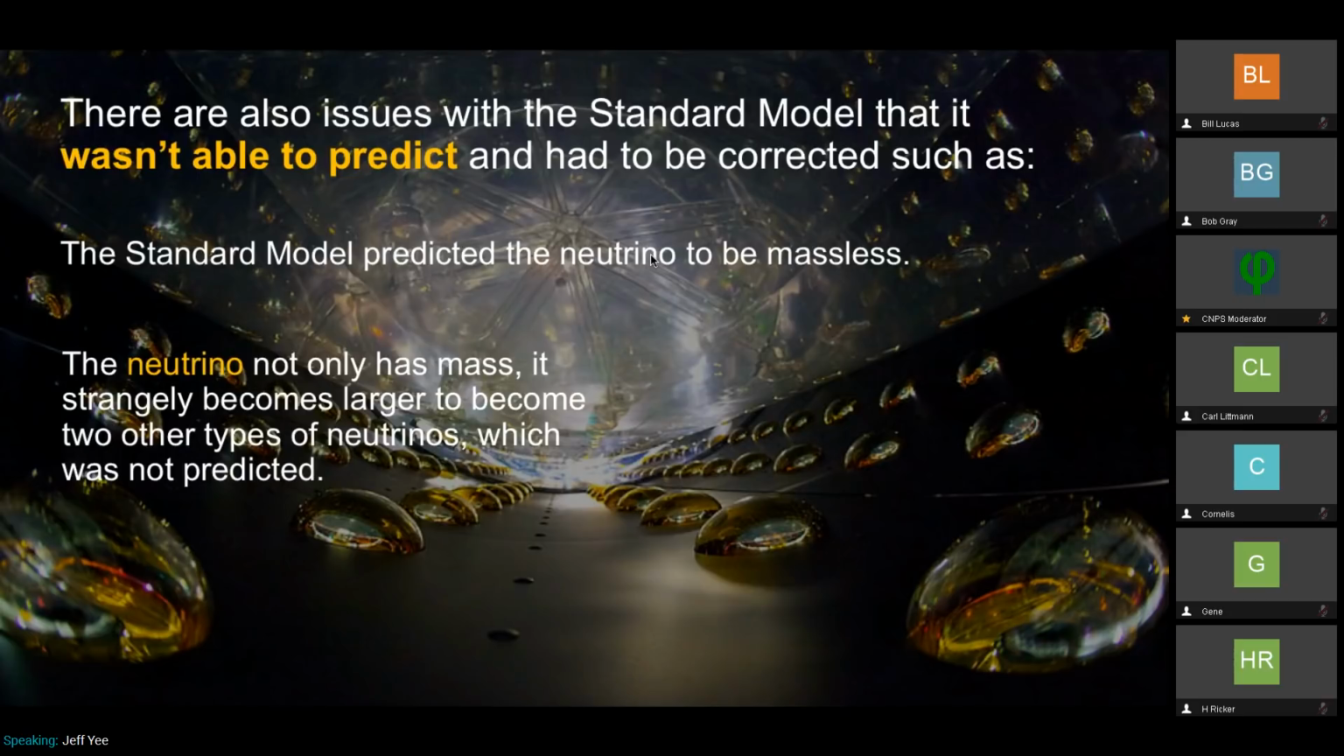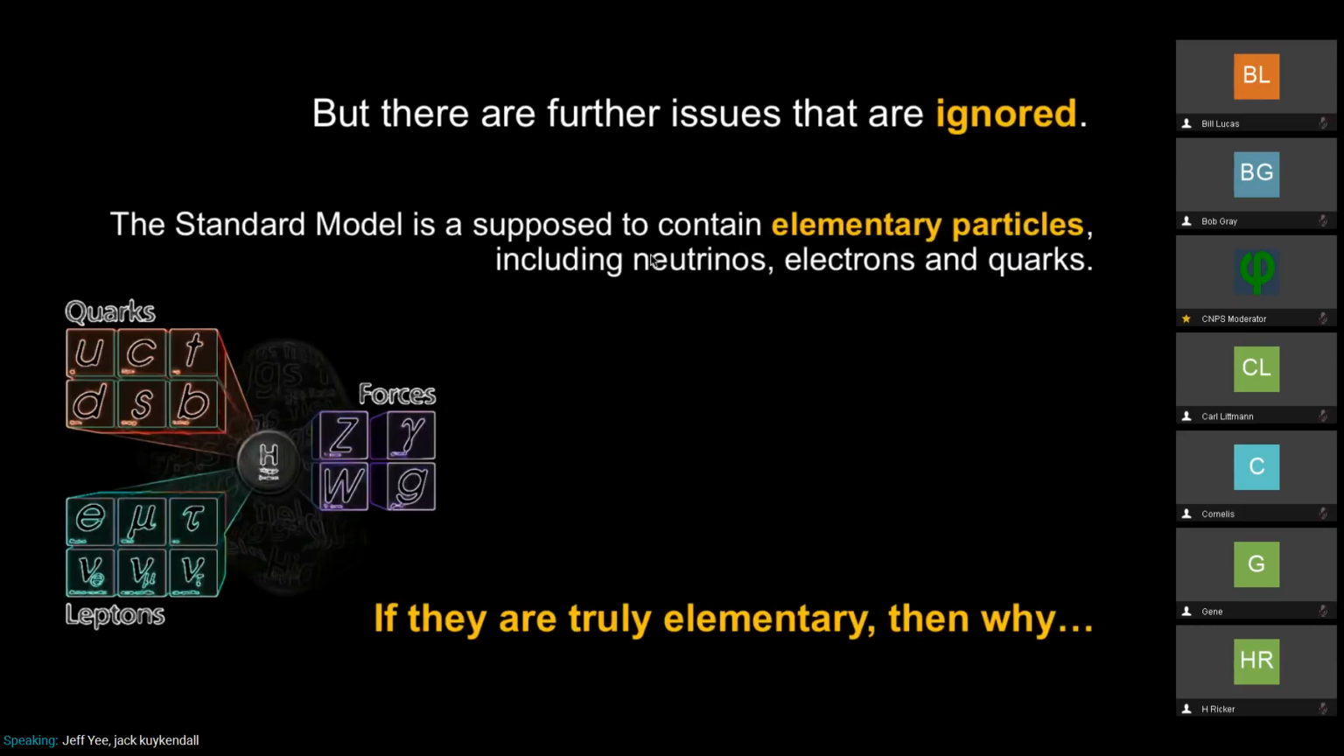The standard model was not able to predict that the neutrino had mass. It's since been changed, but it also wasn't able to predict that the neutrino could become larger to become the muon neutrino and the tau neutrino in a process known as oscillation. So there are current issues that it wasn't able to predict.